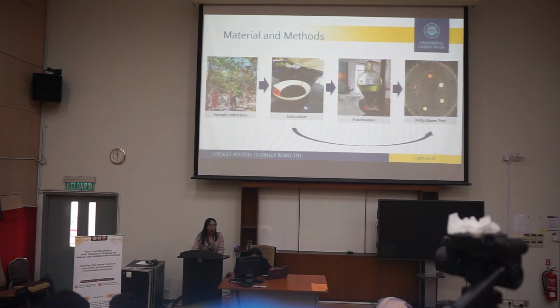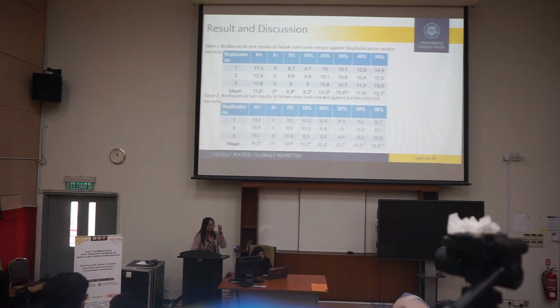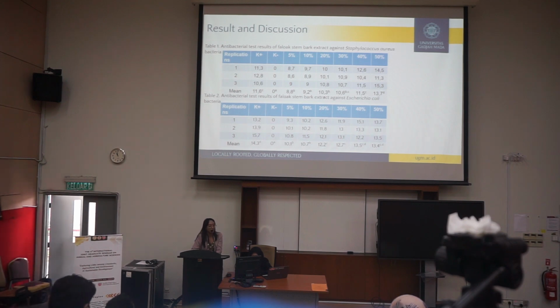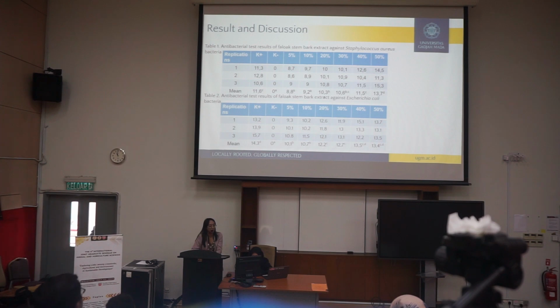After that, I did the antibacterial test on the extract and the fractions with the Kirby-Bauer test. And I used two bacteria, Staphylococcus aureus and Escherichia coli. And this is the result. From table 1, we can see that follow-up stem bark extract can inhibit Staphylococcus aureus. K plus is a commercial antibacterial that farmers usually use for dipping.